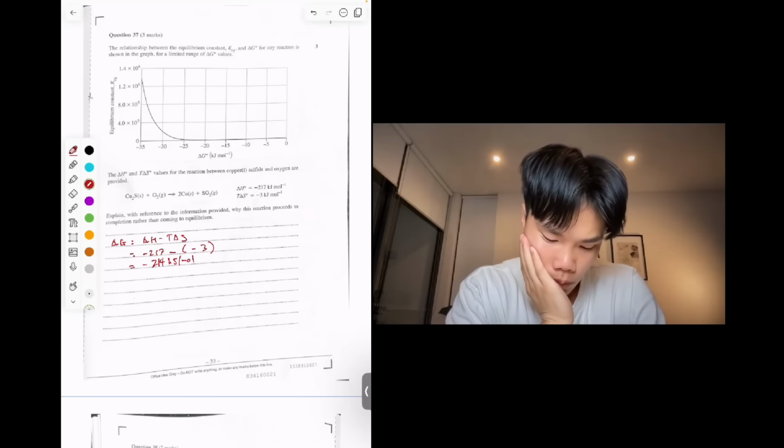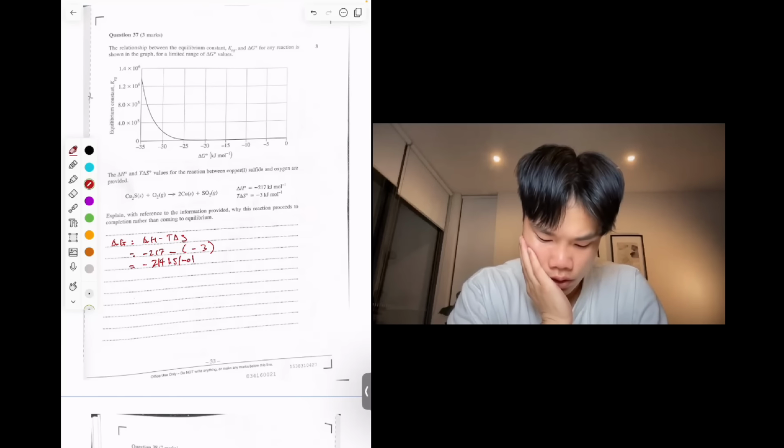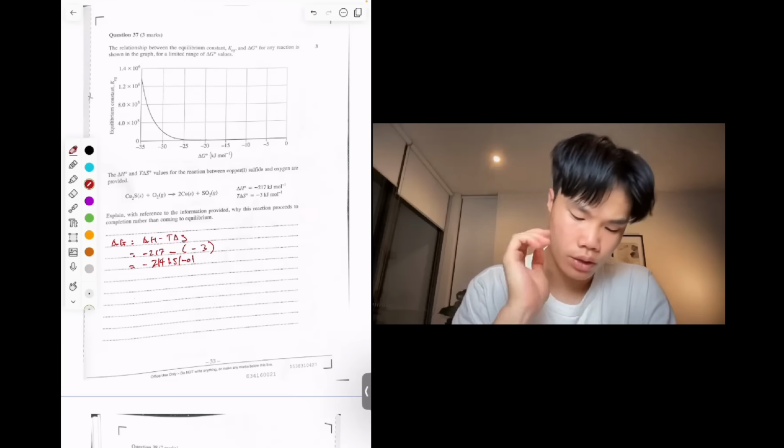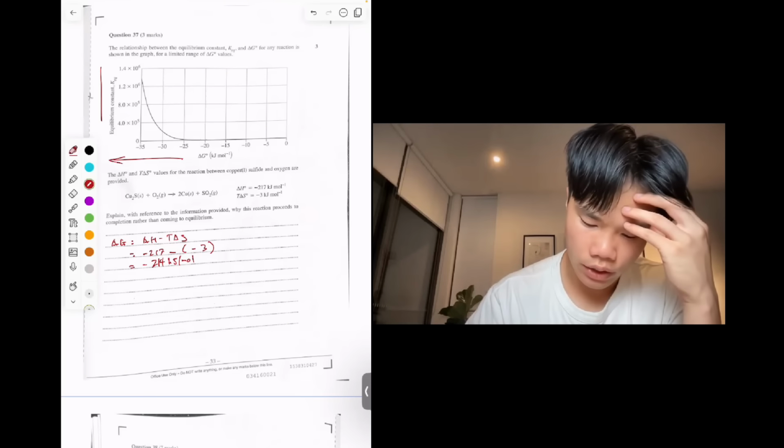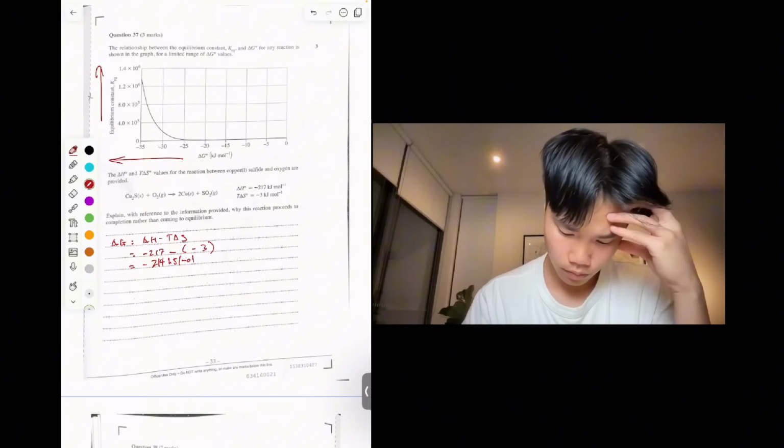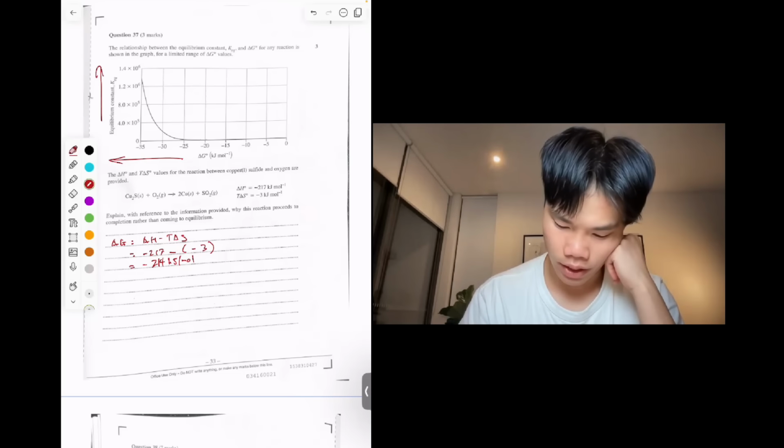Okay, so I think this is the right number, but if you have a very large delta G, it means your equilibrium constant is very, very large and positive. So the more negative your delta G becomes, the larger your equilibrium constant becomes. So that's what the data is basically saying.